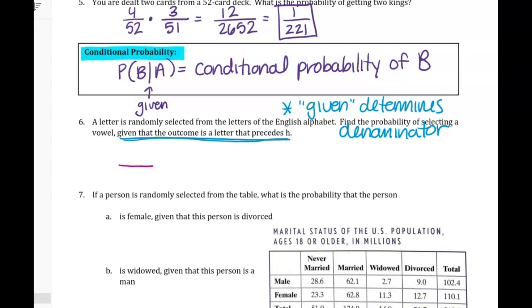Well, how many letters precede H? A, B, C, D, E, F, G. So 7. How many of those are vowels? A and E. So our probability is 2 out of 7. So we were finding the probability of selecting a vowel given that the outcome is a letter that precedes H. So again, our given narrows down what we're looking at so that we have just the letters that precede H, and then we were choosing the vowels from there.